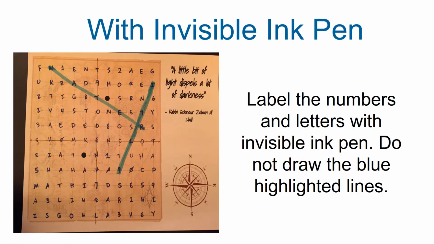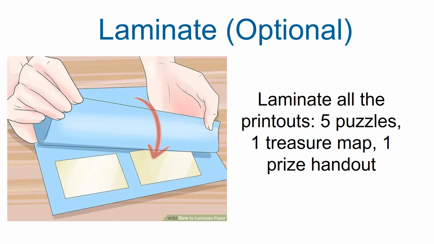To set up the treasure map, use an invisible ink pen and label the coordinates with numbers and letters as shown in the picture. Feel free to change the numbers and letters as long as the highlighted numbers, the 1719, and the letters water remain the same. Do not draw the blue highlighted lines. It is optional but recommended that all printed handouts are laminated so they can be reused for another class.